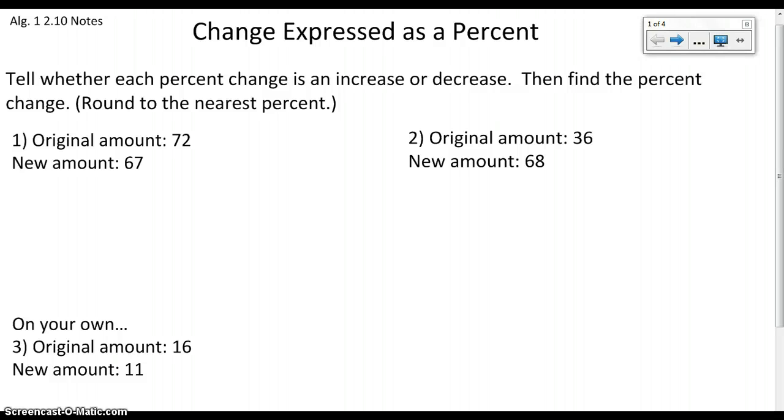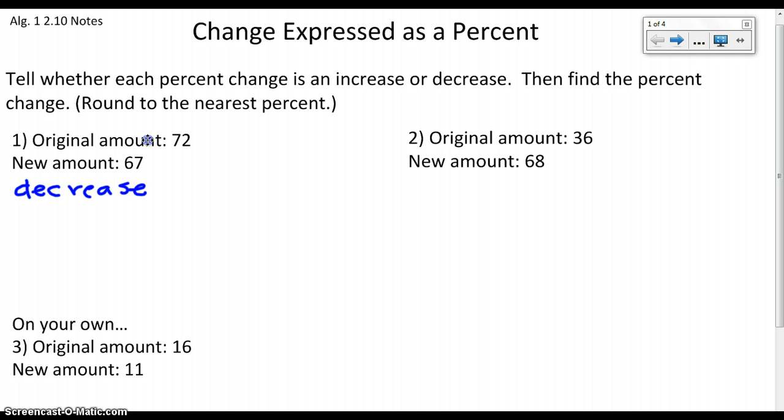Today we are going to be doing change expressed as a percent. For the first three, we're going to be doing two different things. First, we're going to tell whether each percent change is an increase or a decrease, and then we're going to find the percent change. So for number one, we look at 72, the original amount, and then 67, and 72 goes down to 67, so it is a decrease.